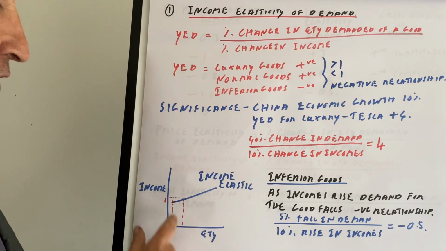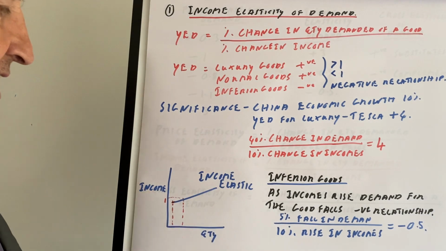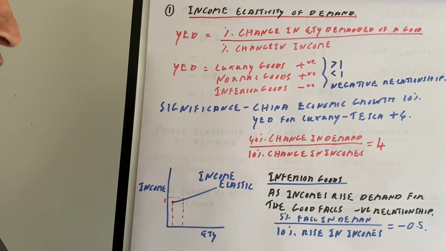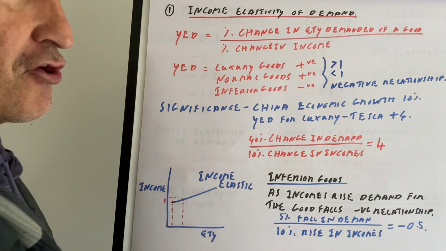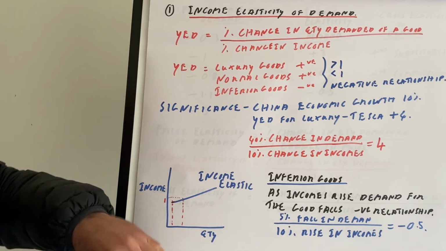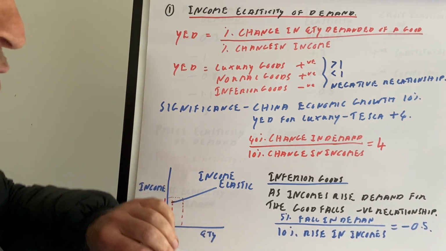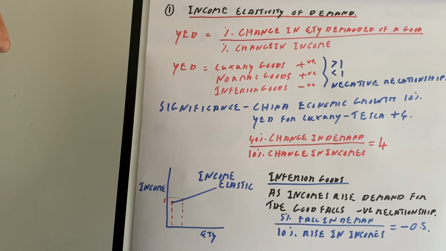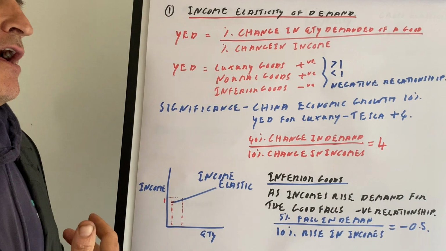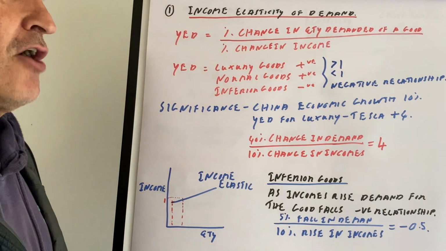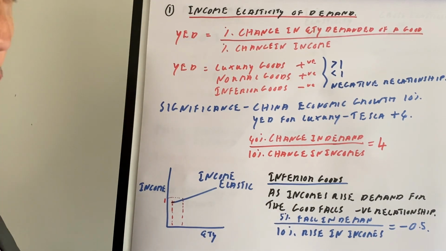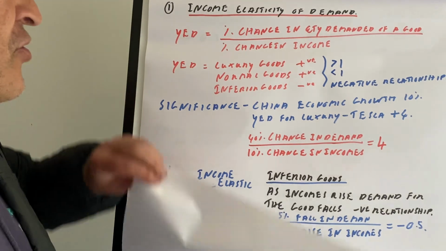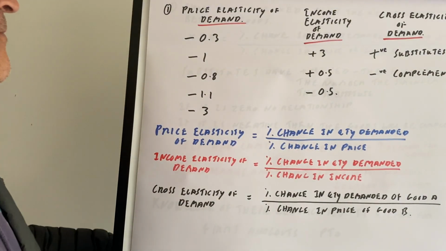If you draw this graph on here, if it's like that, it's income elastic. So as your income goes up, you demand many, many more goods. Inferior goods: as income rises, we demand less of that good. And a normal good is where as incomes go up, we demand a smaller percentage change in demand, which should be smaller than the percentage change in income. Okay, I'm sure you know all that. Luxury goods, normal goods, and inferior goods.